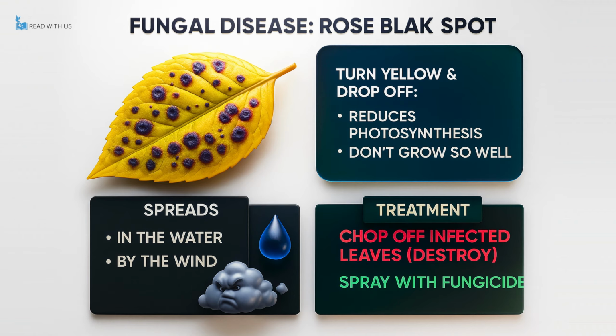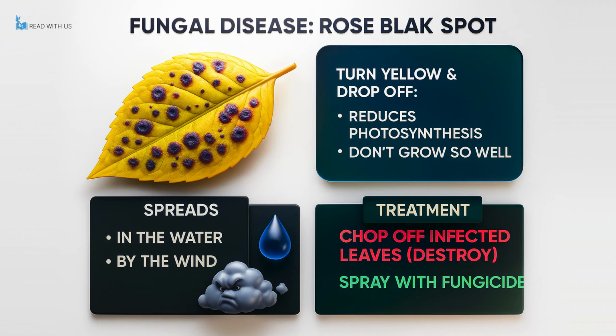A common example of a fungal disease in plants is rose black spot, which causes purple or black-colored spots to appear on the leaves of rose plants, which is how it gets its name. As the fungus continues to spread and damage the plant, the leaves begin to turn yellow and fall off. This is a serious issue because it reduces the plant's ability to carry out photosynthesis, the process by which it produces its own food, and as a result, the plant grows poorly and becomes weak. The rose black spot fungus usually spreads by traveling in water droplets or by being carried on the wind.